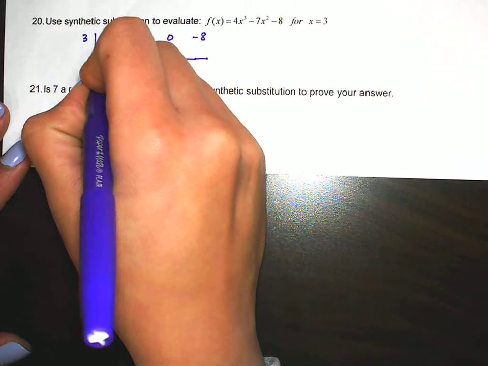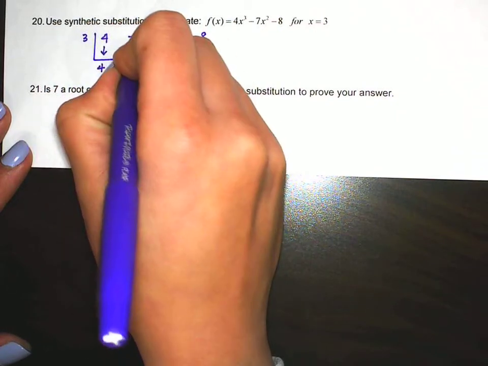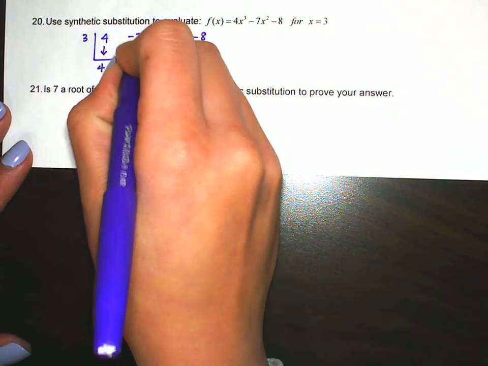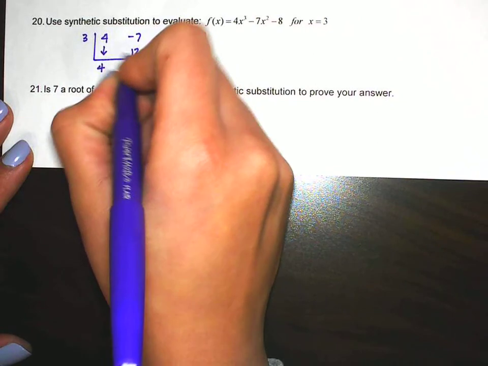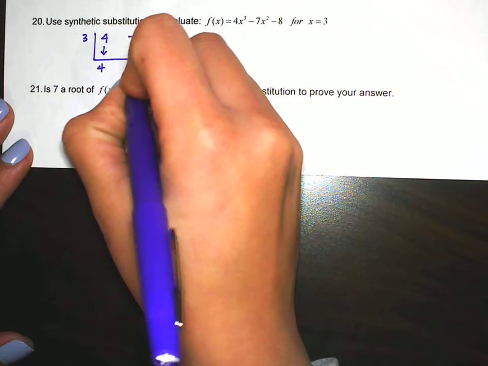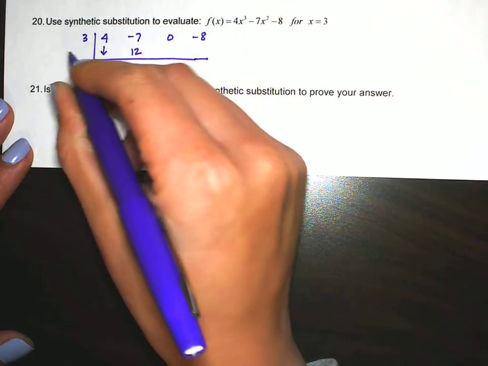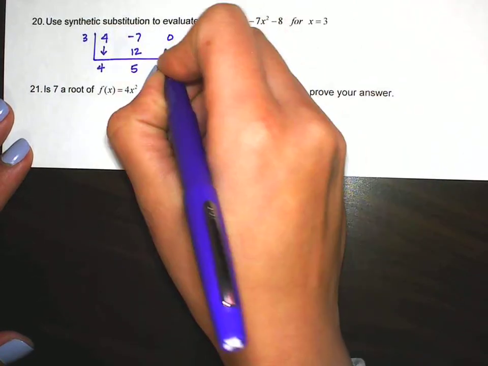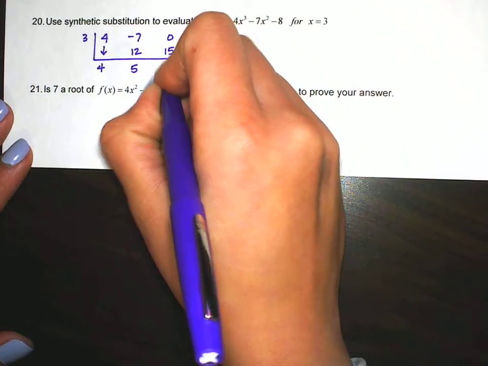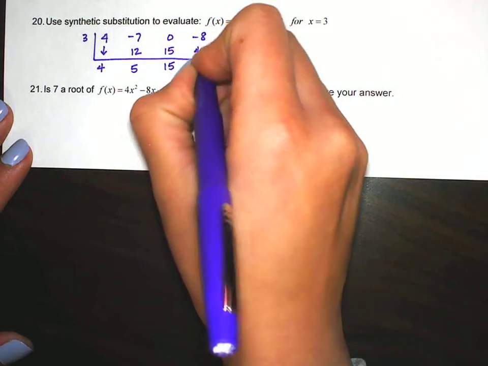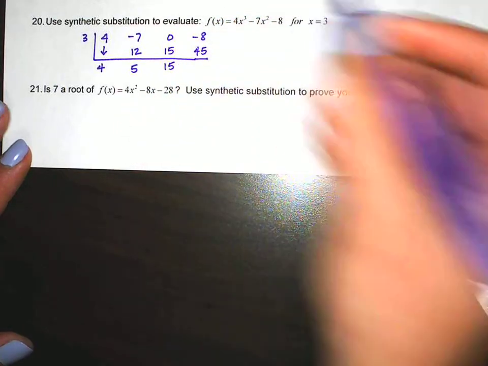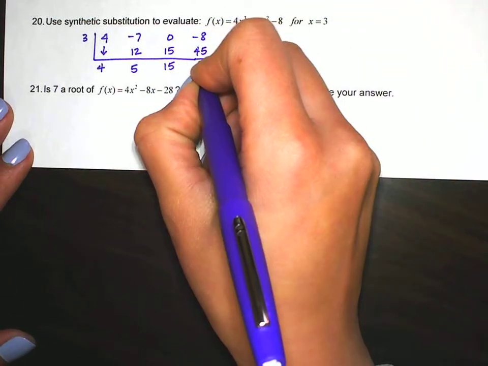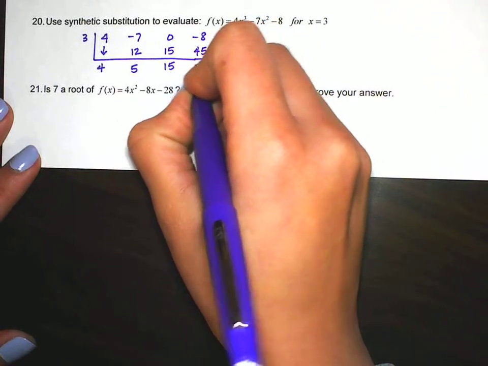I'm going to bring this 4 down, multiply this out. Anytime there's numbers on the inside of this box, you're going to add. Anytime you have a number on the bottom, you multiply with the number on the left. So 15, add 45, and then add that together. I get, what's that, 37.